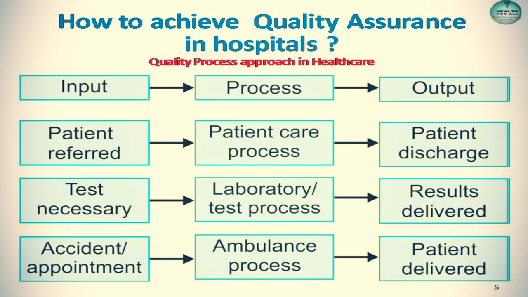So now when we are planning to achieve quality assurance in hospitals, we have to improve the quality process approach in the healthcare settings. That is enhancing the input, improving the process, and finally if both are done, we can get the enhanced quality or the output, right? Input means all the man, machine, materials and monies, anything are inputs. Process is what are the processes we are following in our healthcare setups.